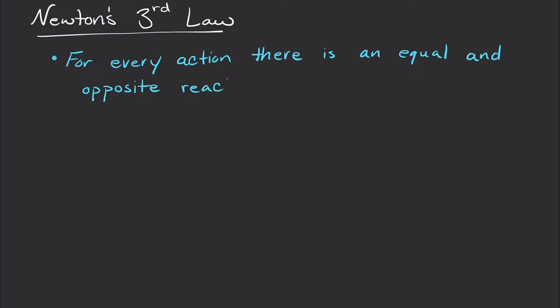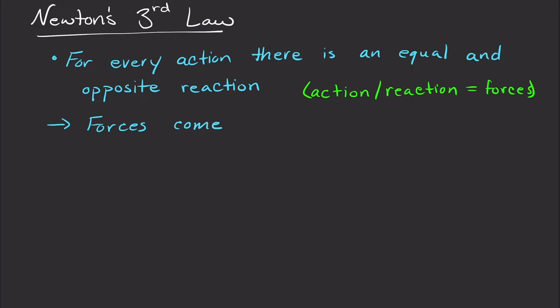So for every force exerted by one object, there's an equal and opposite force exerted on that object. So action and reaction are just forces. Another way to state this is that forces come in pairs, and so sometimes they are called action-reaction pairs. Okay, so you never have one force without another.